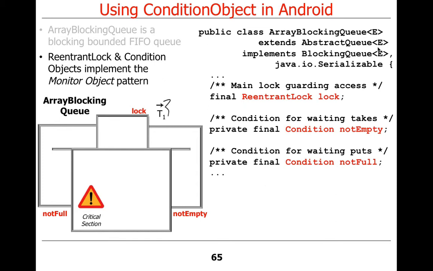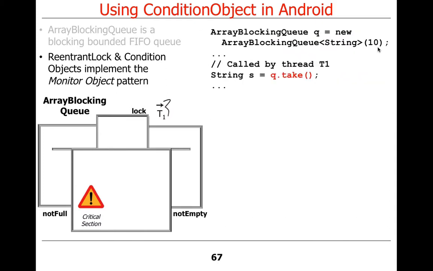We have the lock, which is what guards access into the waiting room, if you will, for the condition object. This is actually the array blocking queue, this whole thing. This is the lock that gets you into the critical section. And then we have two sort of anti-rooms, which are not full and not empty. If you recall our little drawing of the hospital waiting room that we used before when we first talked about monitor objects and notifies and stuff, that's kind of the same idea.